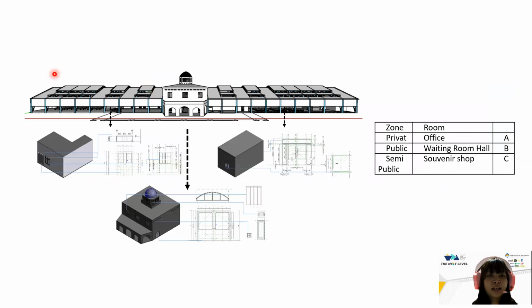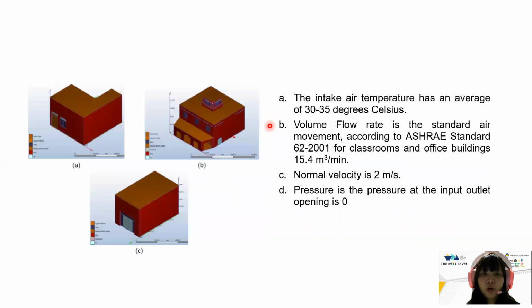Okay, this is Tawang Station, and this is the model of Tawang Station. Here is the private zone, which is an office, and the public zone, which is a waiting room hall, and the semi-public zone. This is a souvenir or gift shop. And this is the model by Revit, which we imported to the CFD.